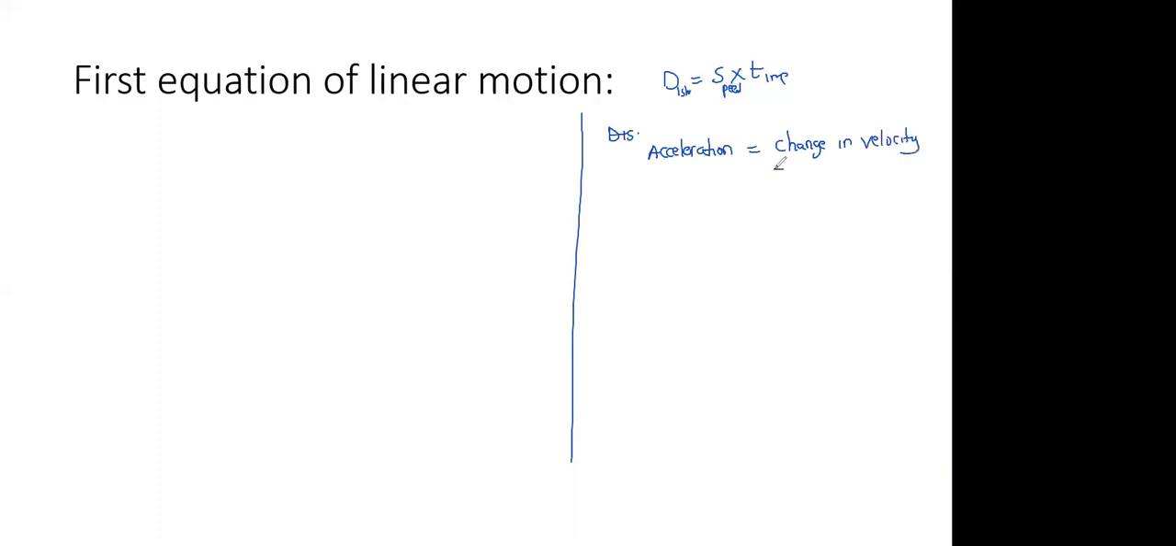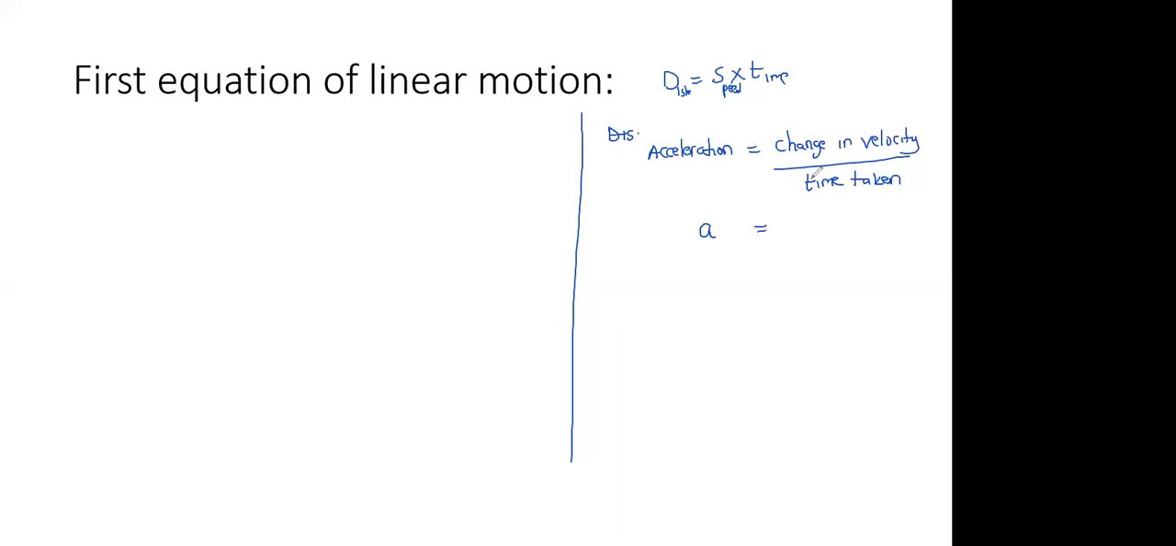So I'm going to start from here. You know very well that distance is given by speed times time. But now, since we are looking at linear motion, we are going to use our first equation. We looked at acceleration last time. We say that acceleration is the rate of change in velocity out of the time being taken. Acceleration we shall represent by A.